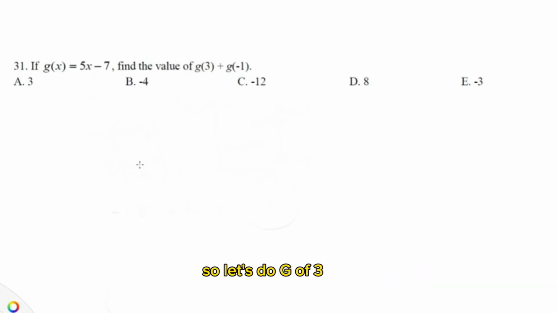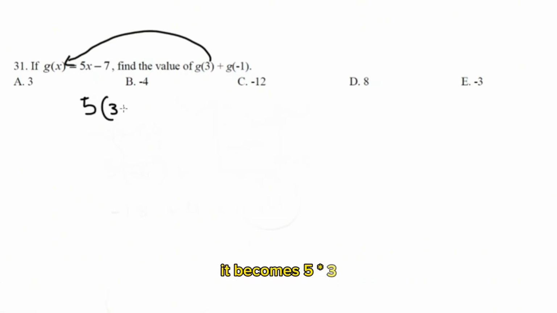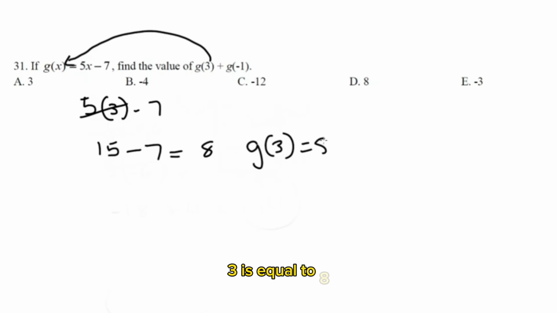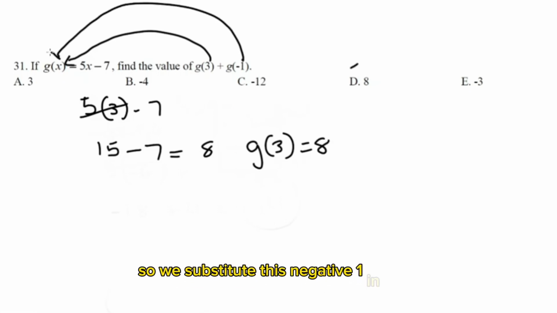So let's do g of 3 first. So if we're substituting our 3 in for x, it becomes 5 times 3 minus 7. Alright, so 5 times 3 is 15, and then 15 minus 7 is equal to 8. So that means g of 3 is equal to 8. Next, let's do g of negative 1. So we substitute this negative 1 in for x.